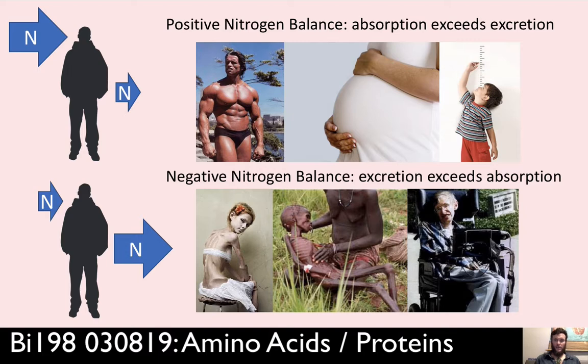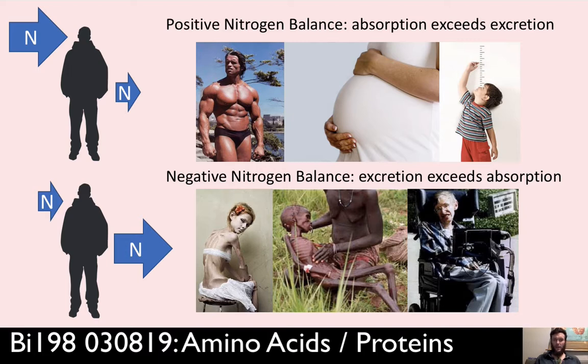We see bodybuilders. They're putting on muscle mass, so they need more protein than they're excreting. Pregnant women are putting on body mass as they grow the fetus, and they're absorbing more nitrogen than they're excreting. Any kind of child or person who's growing, an athlete, anyone who's putting muscle mass on, that's going to be a person who's in a positive nitrogen balance.